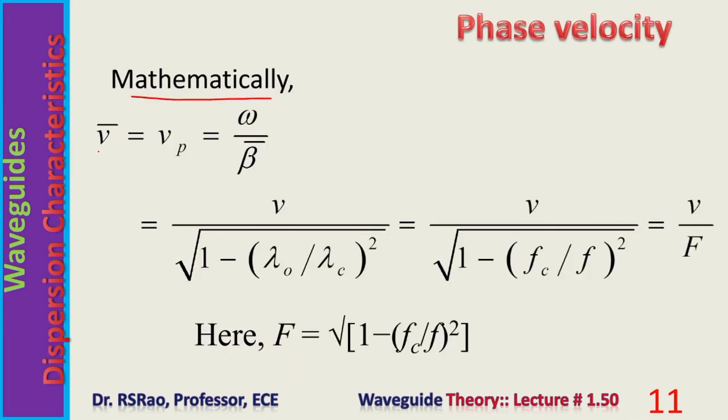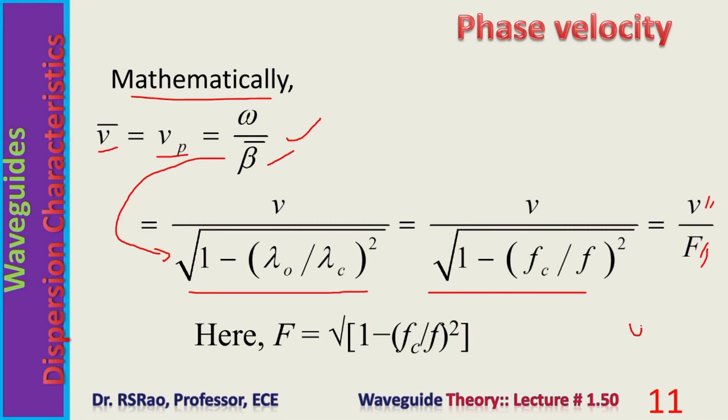Mathematically, this wave velocity or phase velocity, indicated V bar or Vp, is omega by beta bar. By definition, it is omega by beta bar, and for beta bar we already have an expression. Substituting beta bar here and noting that omega is 2 pi f, we can do a little manipulation to get these expressions. Ultimately, in short form, V bar becomes V by f. As already mentioned, V is 1 by root mu epsilon.